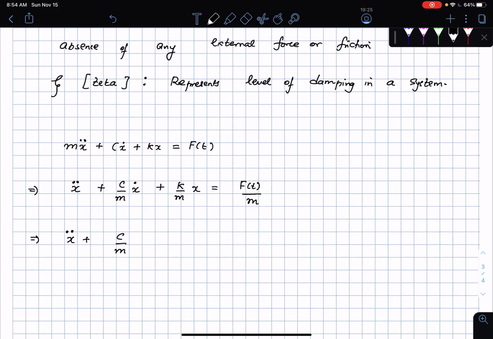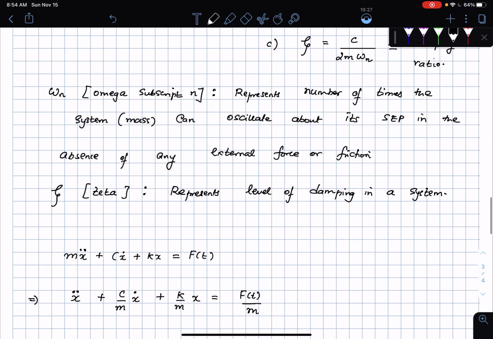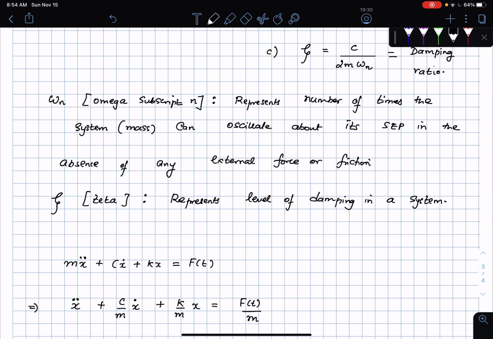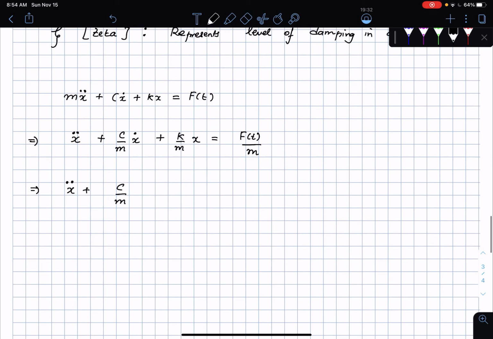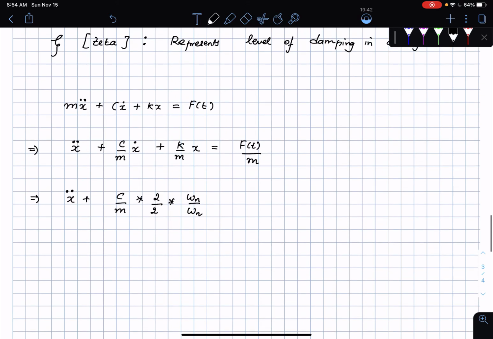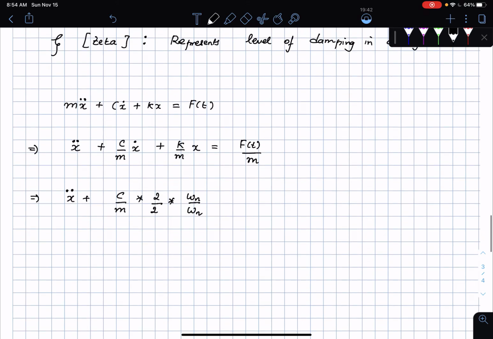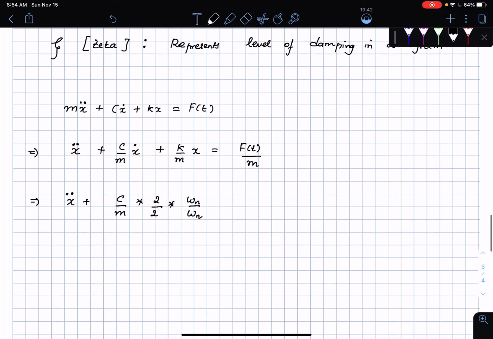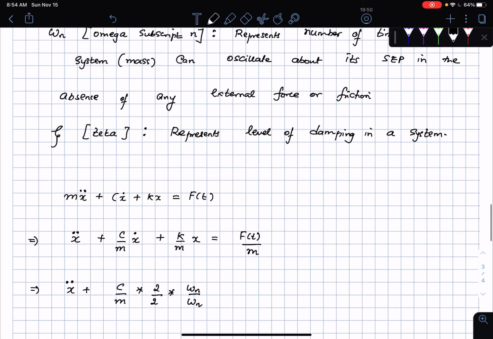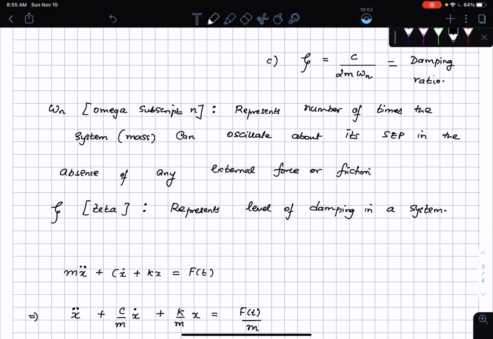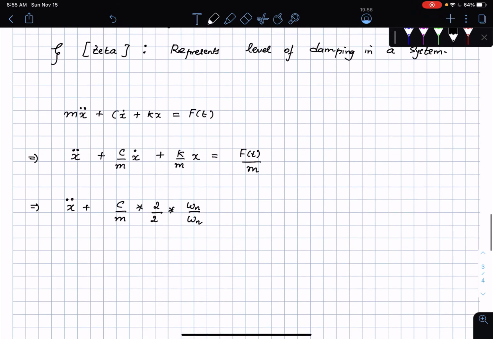So I'm going to multiply and divide by certain things. I see that zeta is written down there, right? So I multiply this by a factor of 2 and a factor of 2, and then I do omega n and then omega n, so that I end up getting something that you will see in a second. I already have c by 2 times m times omega n to define zeta.